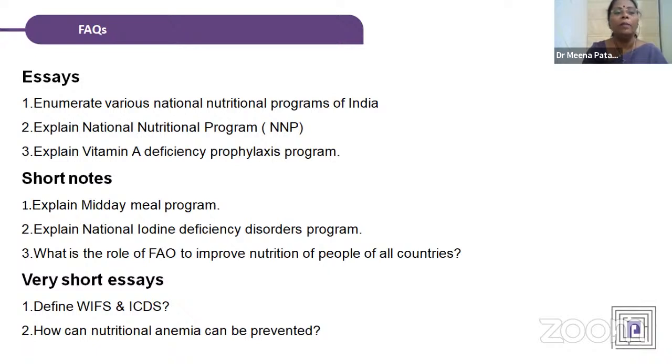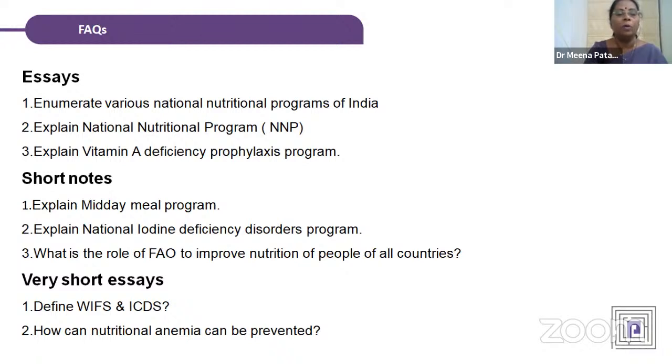Now coming to the questions, frequently asked questions, FAQs, essays. Number one, enumerate the various national nutritional programs of India. Number two, explain National Nutritional Program, that is NNP rather. Number three, explain Vitamin A Deficiency Prophylaxis Program. Short notes: explain Midday Meal Program. Obviously, all the questions will cover the entire unit.